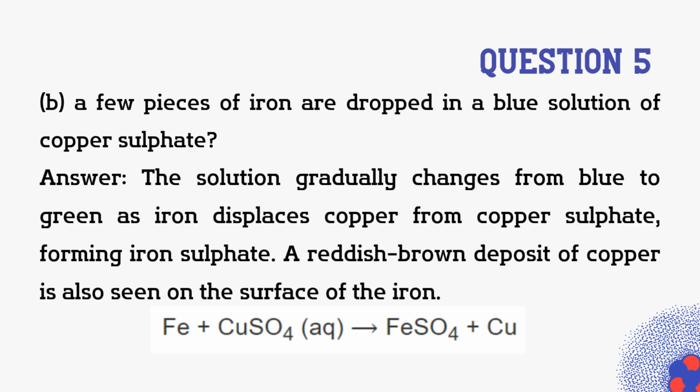Next question 5. What do you observe when B. A few pieces of iron are dropped in a blue solution of copper sulfate? Answer. The solution gradually changes from blue to green as iron displaces copper from copper sulfate, forming iron sulfate. A reddish-brown deposit of copper is also seen on the surface of the iron.